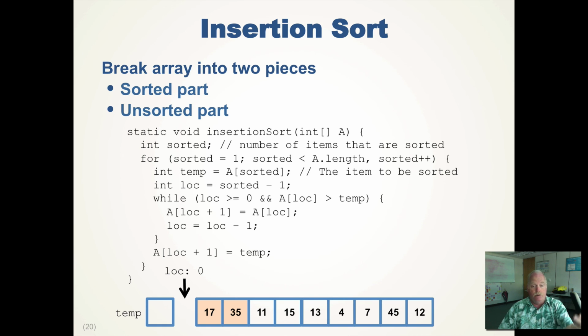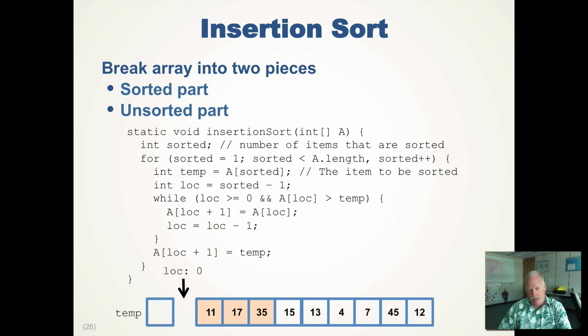So we go back to the for loop, and we grab temp, which is 11. Loc equals sorted minus 1, so it's at 1. We have our space. Is 35 greater than 11? Yes, so we shift. And then we move over. Is 17 greater than 11? Yes, so we shift. We're done with the loop because loc fell off the end. We then insert 11 into the space.